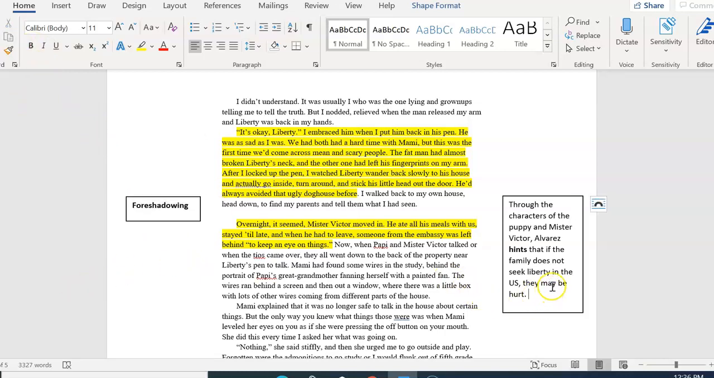Okay. And then here's what the author does. So we have the foreshadowing, but what is the author doing and why? Through the characters of the puppy and Mr. Victor, Alvarez hints that if the family does not seek liberty in the U.S., they may be hurt. So that one's done for you. We have an author plus a verb and the because again. Notice that format.